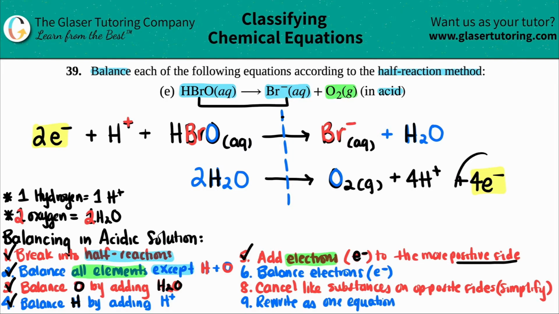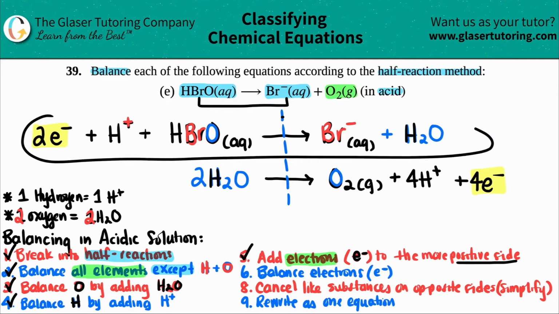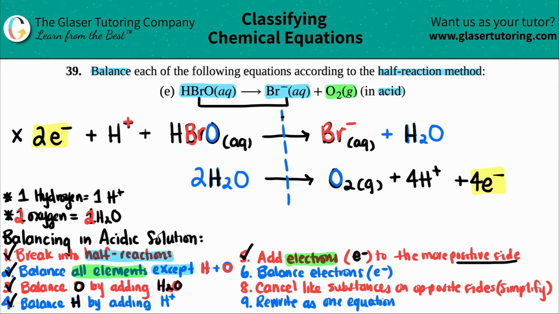I have 2 electrons and I have 4 electrons. We want to get to the lowest possible number that's common between them by multiplication. So what would be the number in common between 2 and 4? Well, if I just multiply this whole equation by 2, 2 times 2 would be 4. So that's the lowest possible number. So I need to multiply this whole equation by 2. I don't have to do anything with this side because then the electrons would be balanced.